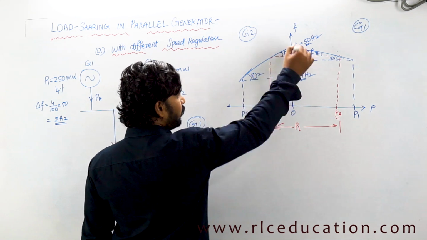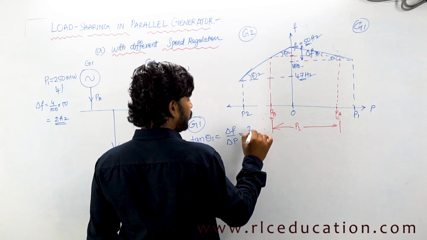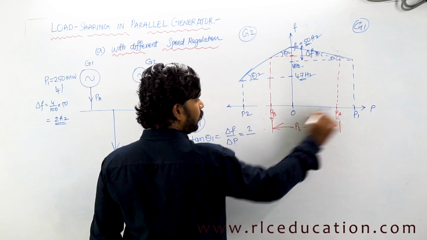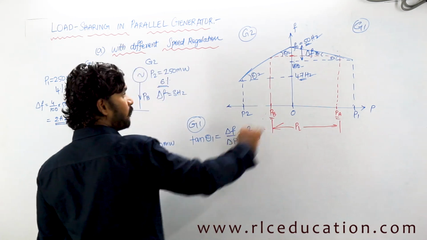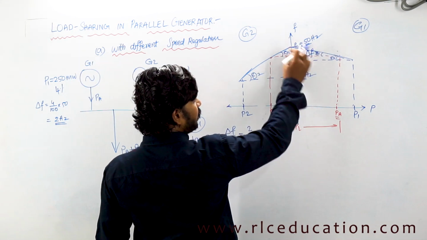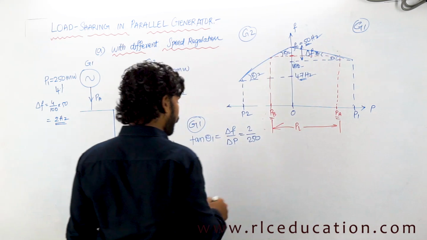So what is the change in frequency? As you know, here 2 Hz is the change in frequency, and what is the change in load? From no load to full load, 250. That would be equal to another tan theta, the tan theta of the small triangle.